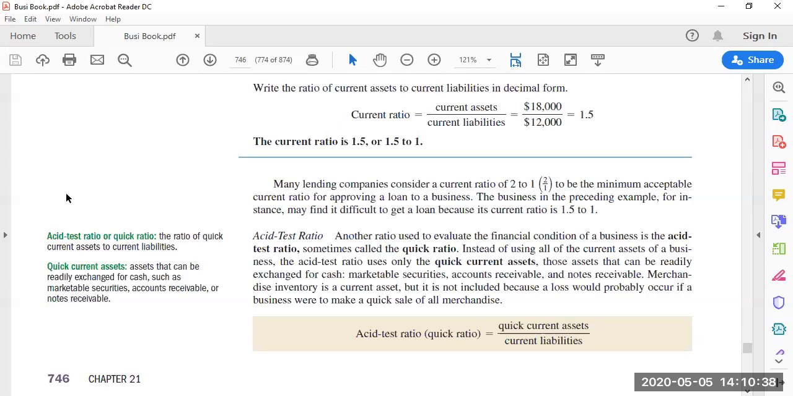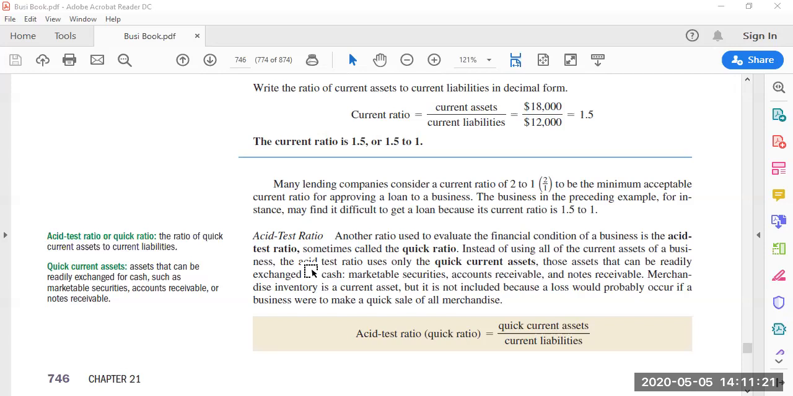Okay, we have another ratio called the acid test ratio. Now, the acid test ratio is the ratio of quick current assets to current liabilities. Quick current assets. All right, only quick current assets are used. What are quick assets? Quick current assets are assets that can be easily exchanged for cash. You could easily get it into cash. Very liquid, we call that liquid. Highly liquid assets are assets that can very quickly be turned into cash.